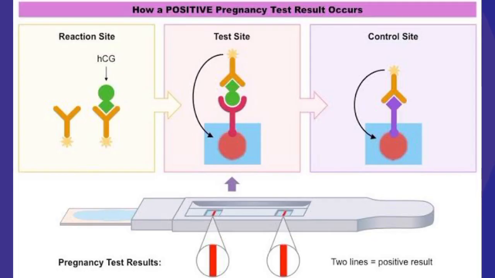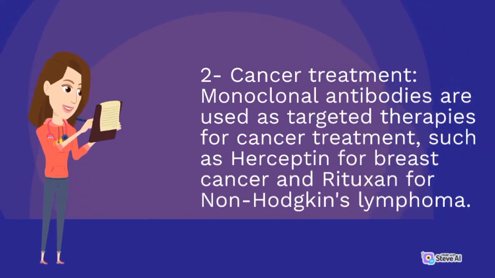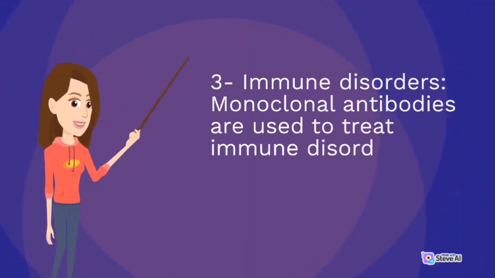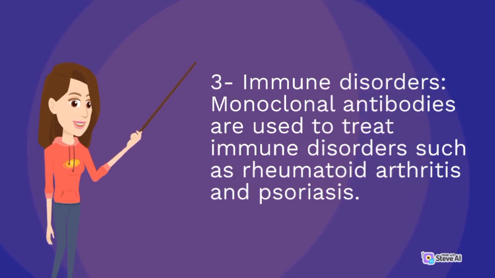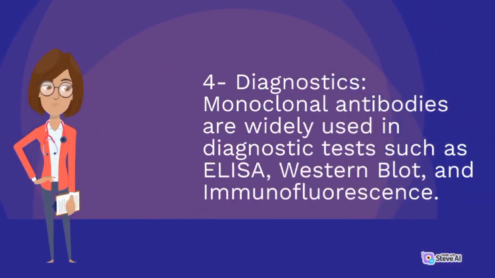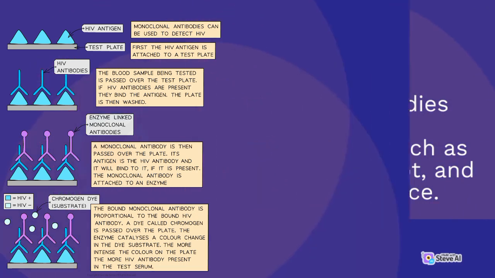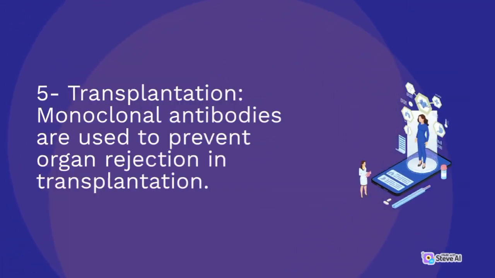2. Cancer treatment. Monoclonal antibodies are used as targeted therapies for cancer treatment, such as Herceptin for breast cancer and Rituxan for non-Hodgkin's lymphoma. 3. Immune disorders. Monoclonal antibodies are used to treat immune disorders such as rheumatoid arthritis and psoriasis. 4. Diagnostics. Monoclonal antibodies are widely used in diagnostic tests such as ELISA, Western blot, and immunofluorescence. 5. Transplantation. Monoclonal antibodies are used to prevent organ rejection in transplantation.